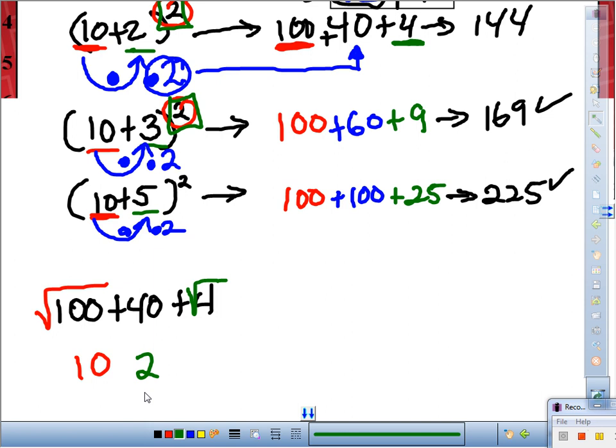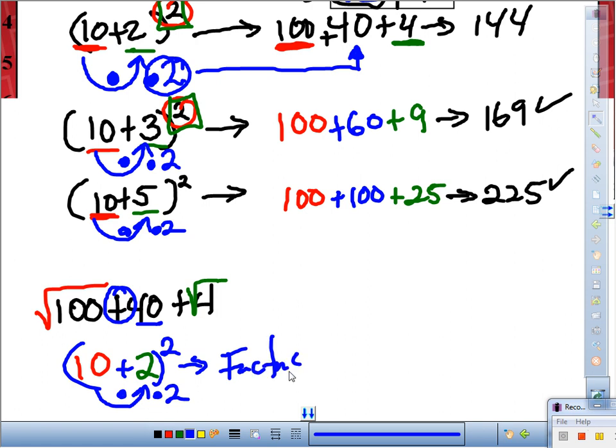This will only work if this is a perfect square trinomial. How can we check to see if it's a perfect square? By multiplying these two and then times 2, and this should give me this number. What is 10 times 2? Times 2. It is a perfect square trinomial, so I just write the sign of the middle, squared. And these are my factors.